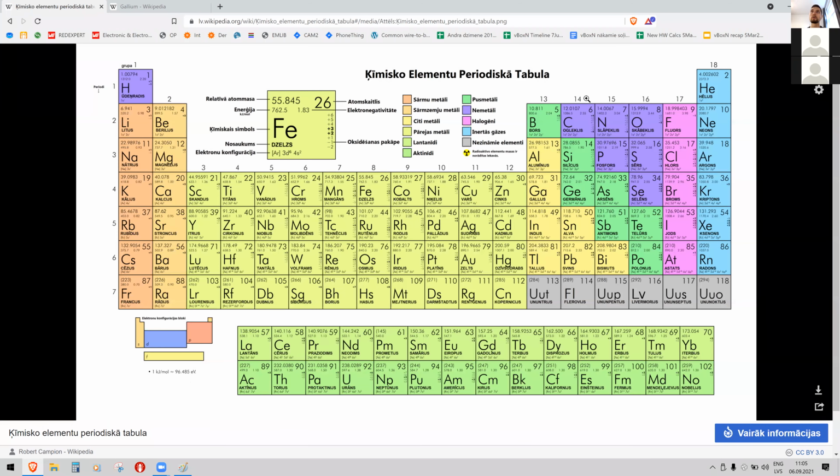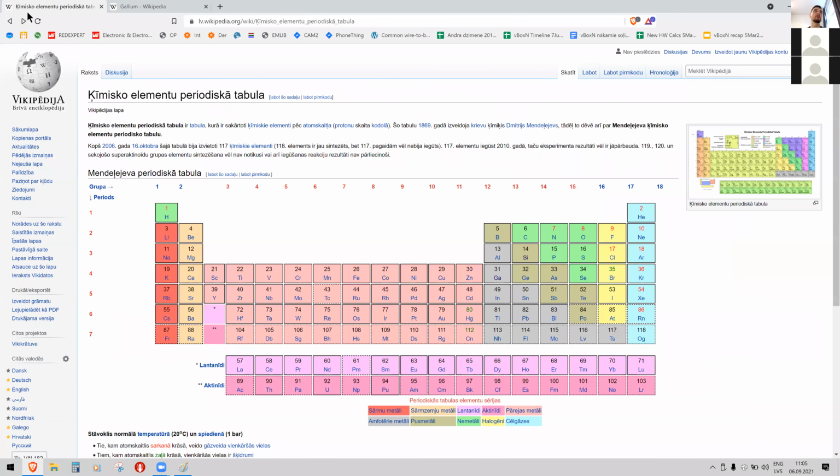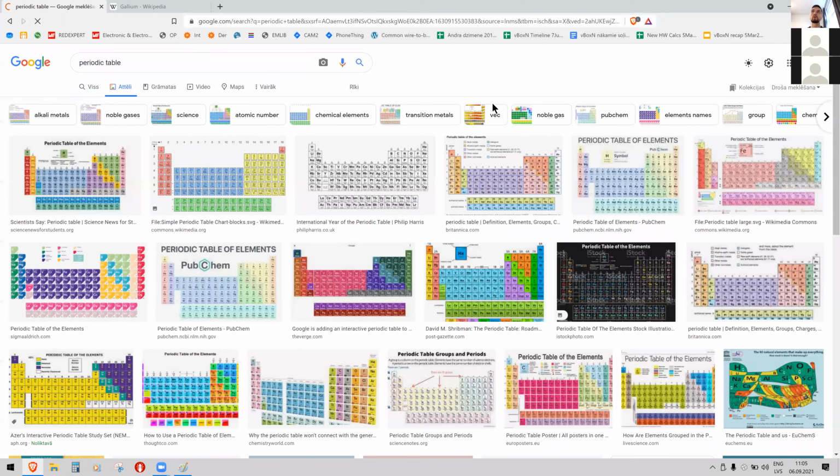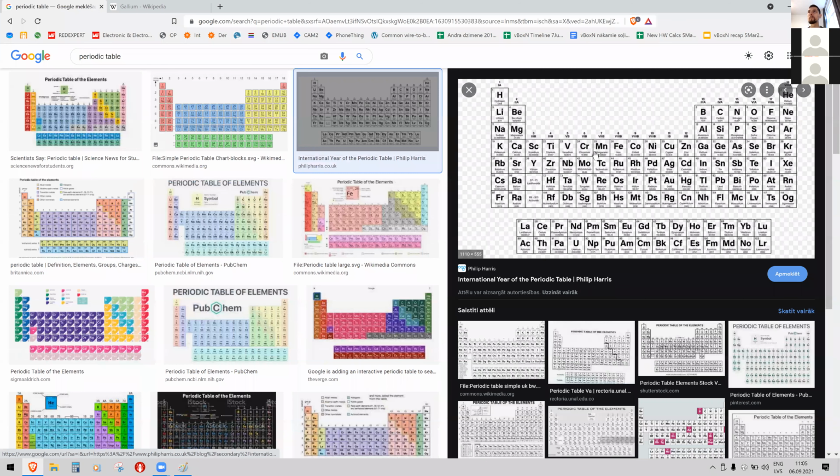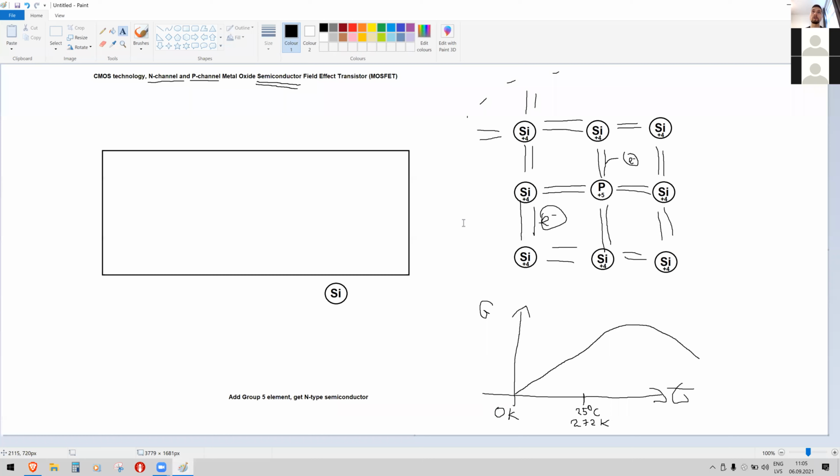Group number 3. This is a bad numbering. Too smart for me. Let's find a good one. Oh, this is old school. This is good. So this is group 3A. So for example, gallium, I think because gallium is kind of a common metal.